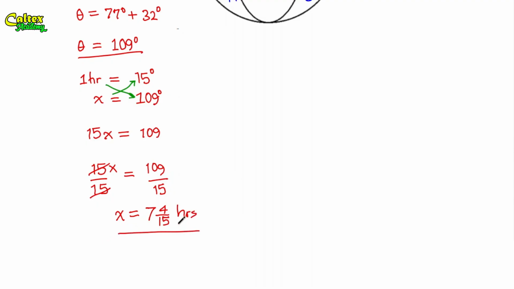Before we add to the time in A, we also need to convert this fraction in hours to minutes. For us to convert that, we simply multiply 4/15 by 60 minutes, because there are 60 minutes in 1 hour. If you do that, we have here 16 minutes.